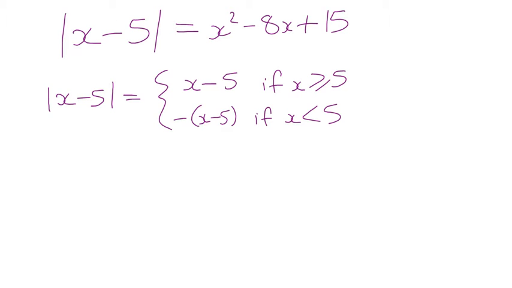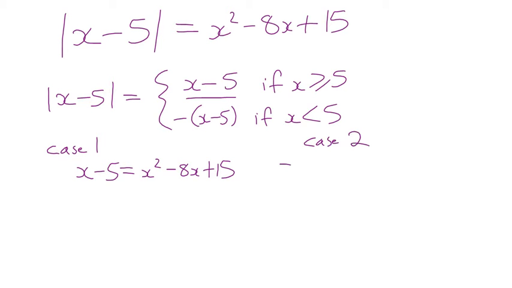Okay, we got to do 2 cases. Case 1 is this: x minus 5 is equal to x squared minus 8x plus 15. I'm going to write out case 2 at the same time, but we'll solve them separately. I'm just writing them both down because I can scroll up and give myself some room to solve. So you got the idea of the 2 cases, right?